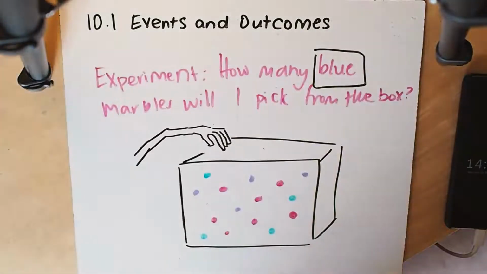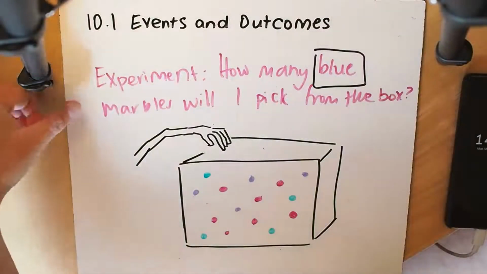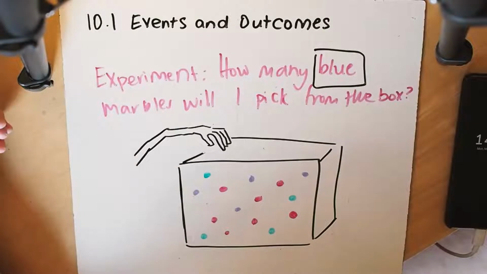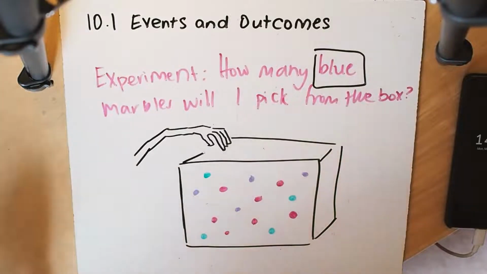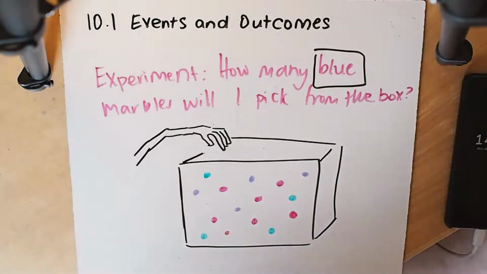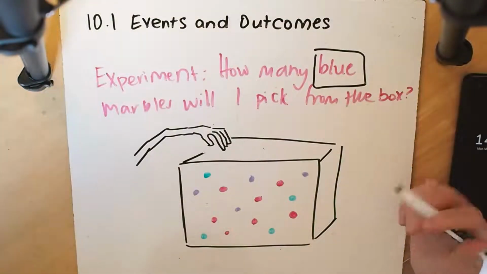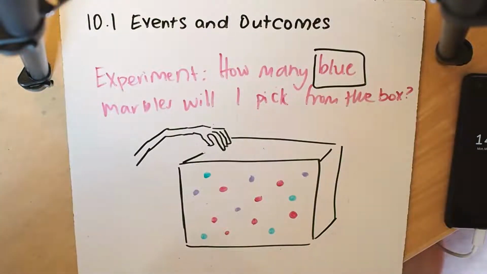So in this case, our experiment is to say, how many blue marbles will I pick from the box? I circled blue because that's going to become important later when we talk about our results. For now, we've identified that our experiment is just the concept of how many blue marbles will I pick. Well, let's identify what the event is. An event is something that has outcomes. So it's just basically a trial or one instance of getting results.